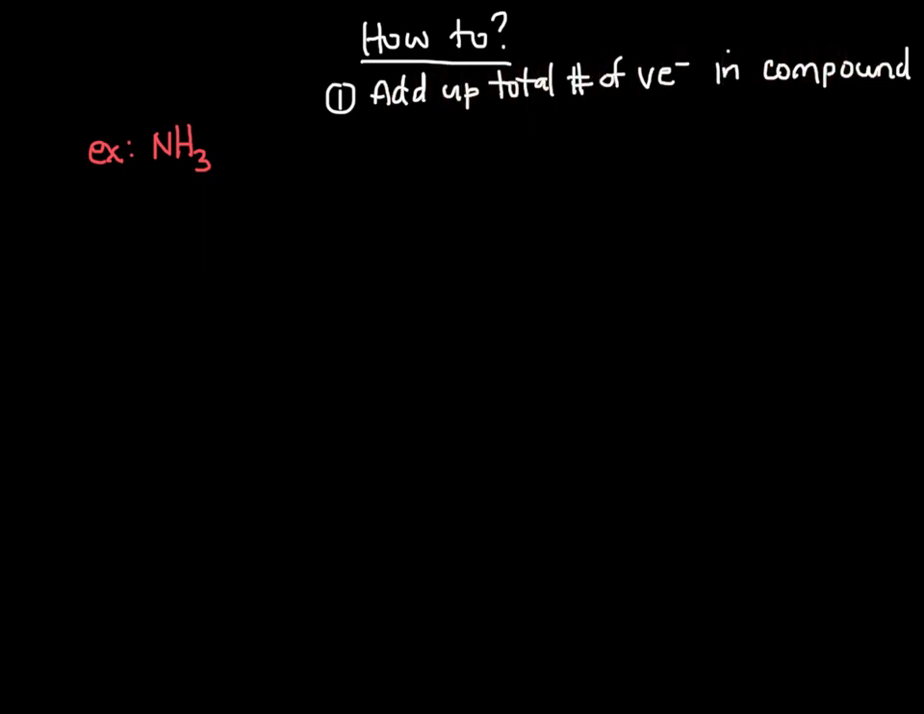So the first step is you're going to add up the total number of valence electrons in the compound. So we're going to use this compound, NH3, as our compound. Now remember, this is covalent. There are no metals in here at all. So let's look at our total number of electrons. Nitrogens have 5 valence electrons, and we just have 1 nitrogen in this compound. Hydrogens have 1 valence electron, and there's 3 of them. So I multiplied that by 3 to get a total of 3 valence electrons.